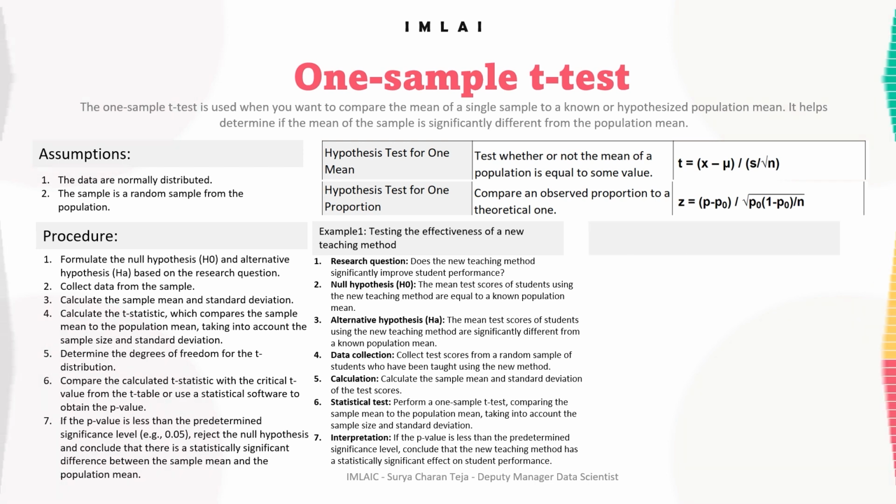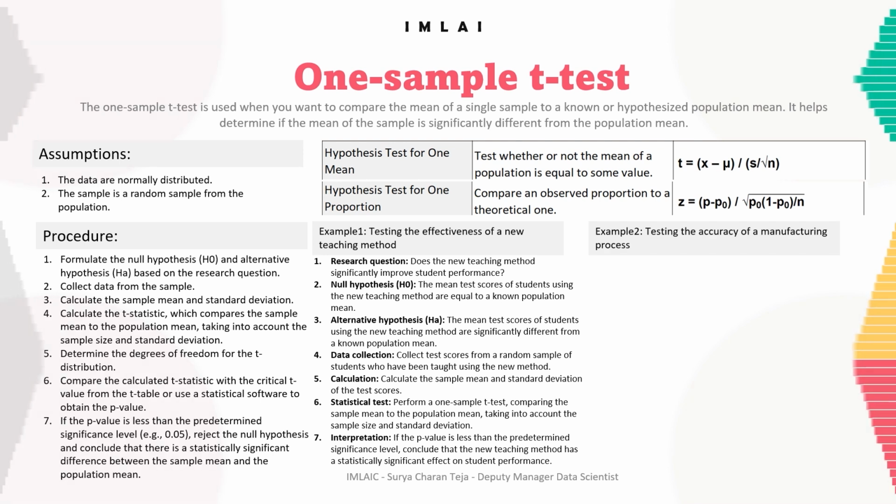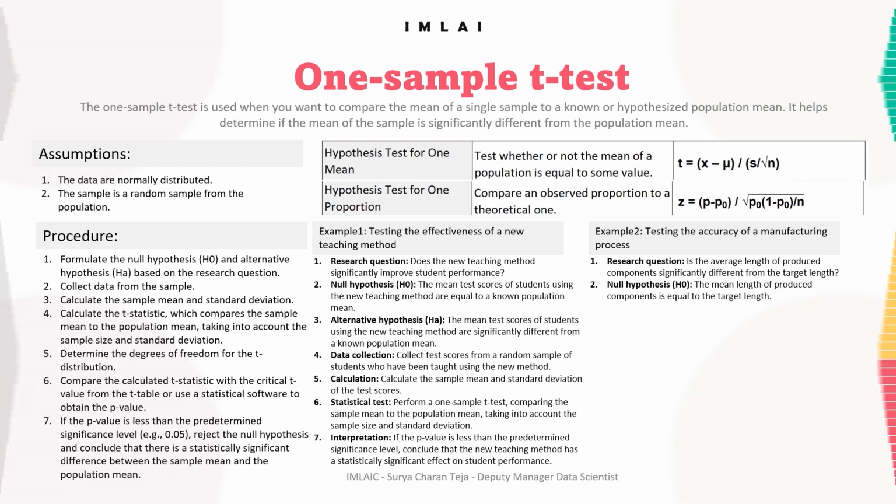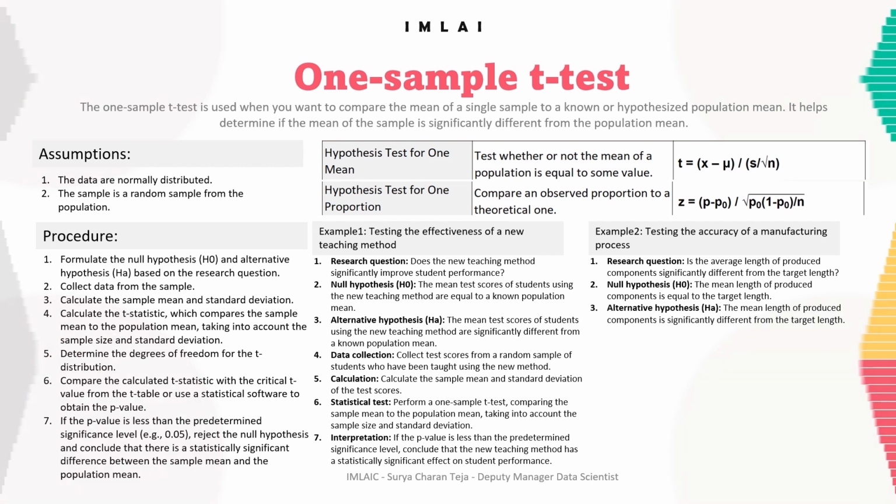Then similarly, let's take one more example. Testing the accuracy of a manufacturing process. This is also with respect to the mean. The research question is, is the average length of produced components significantly different from the target length? The null hypothesis is the mean length of produced components is equal to the target length. The alternative hypothesis is the mean length of produced components is significantly different from the target length.